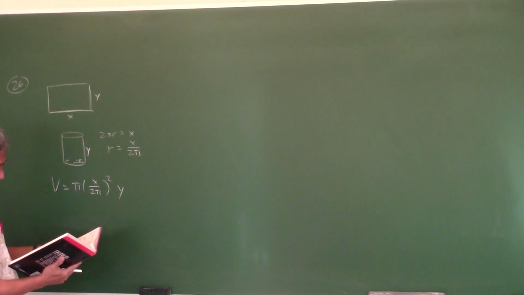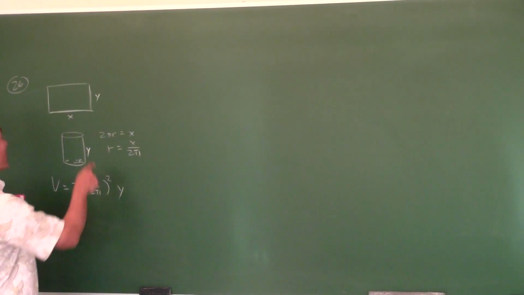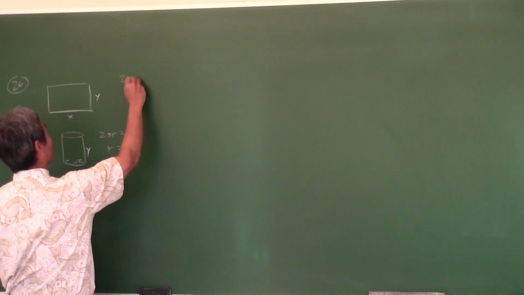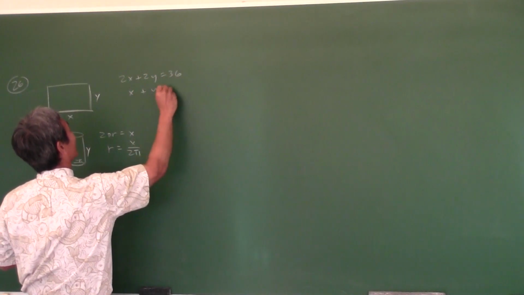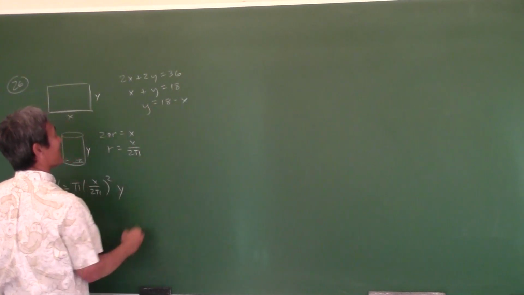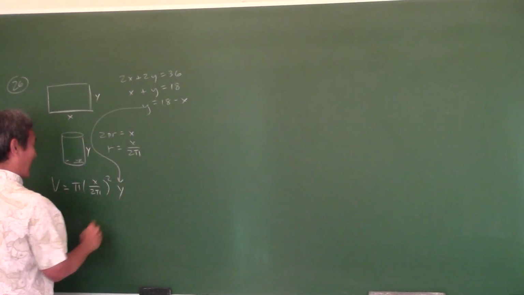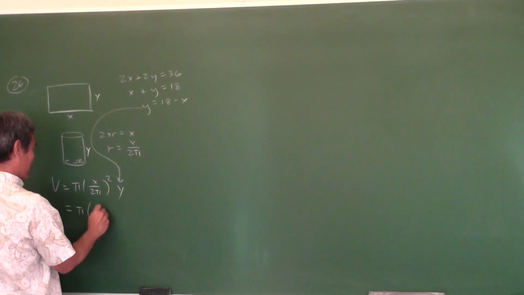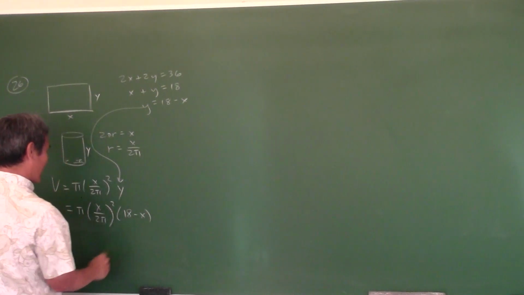Well, if you read the problem, it says the perimeter of this sheet is 36 centimeters. So what equation can I write? What's the perimeter of the sheet? 2x plus 2y equals 36, which means x plus y equals 18. And shall we solve for y? y equals 18 minus x. It really doesn't matter which variable you solve for. Take that and plug it in right there. And so you get pi times (x over 2 pi) squared times (18 minus x).